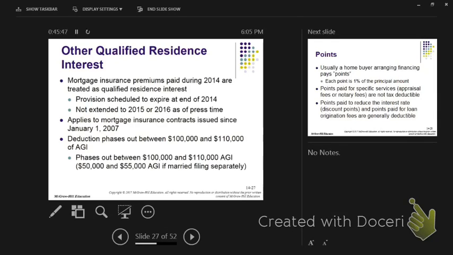And the reason it's 80% is usually when you buy a house, you feel confident you can turn around and sell it for at least 80% of what you just bought it for. So it is phased out. It's phased out between $100,000 and $110,000. So the more money you make means you cannot deduct it. The philosophy there is the more money you make, you should be able to put 80% down on a house. And then it's phased out for $50,000 to $55,000 if you're single or filing separately.